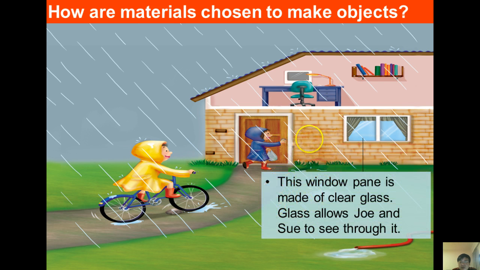Now this window over here, the glass just now I've spoken of, this window pane is made of glass. Okay, clear glass. Clear glass allows Joe and Sue to see through. Okay, when they're in the house they can see outside, when they're out of the house they can see what is inside. All right, and all this depends on the amount of light going through the glass.